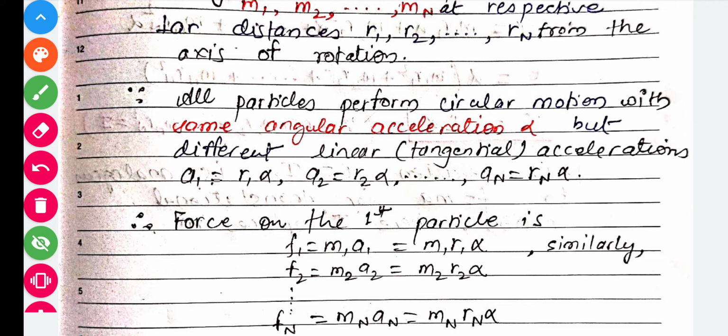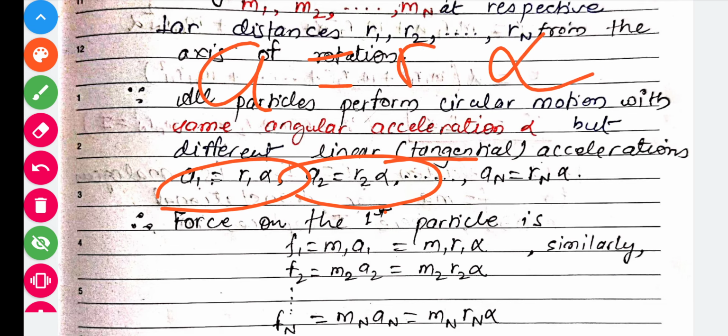So what is the linear, or tangential, acceleration? That is a1 equals r1 alpha, a2 equals r2 alpha. What is the relation between angular acceleration and linear acceleration? Linear acceleration is equal to radius times angular acceleration. This is the formula. So for the first particle, it will be a1 equals r1 alpha. For the second particle, it will be a2 equals r2 alpha. For the third particle, it will be a3 equals r3 alpha, and so on.